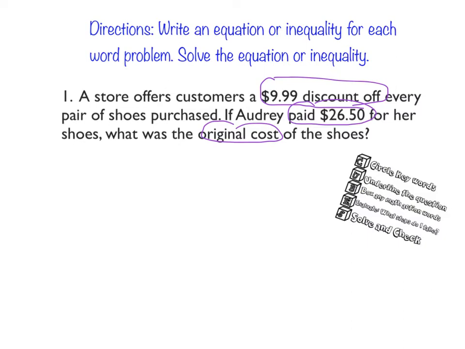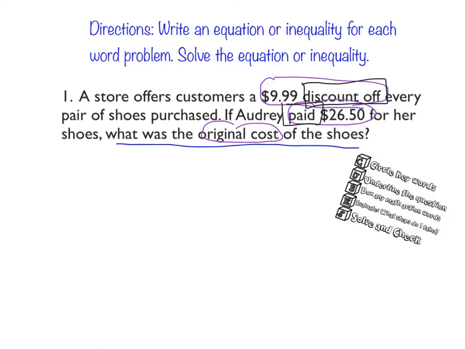Next, it says to underline the question. So the question in this problem is, what was the original cost of the shoes? And then it says to box any math action words. So discount off is going to be a math action word. She paid is going to be a math action word.